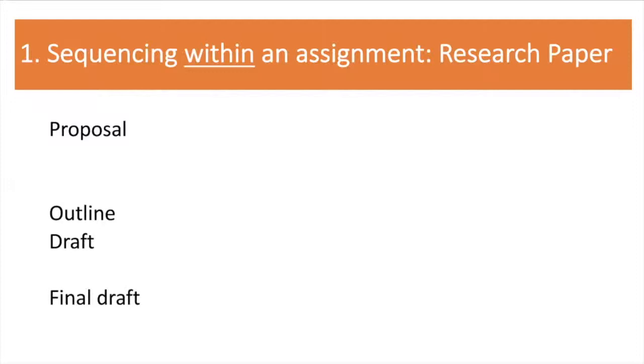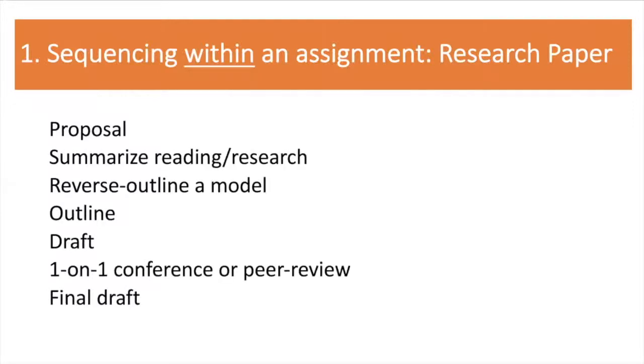An even more developed sequence could have students produce short, informal summaries of the readings or sources they consult in their research. You could also ask students to create a reverse outline of a model paper to help them understand what makes an effective paper. Finally, if you have a small class, you might also be able to build in one-on-one meetings with students. If you have a larger course, you could run an in-class peer review session in which students review and provide structured feedback on each other's drafts.